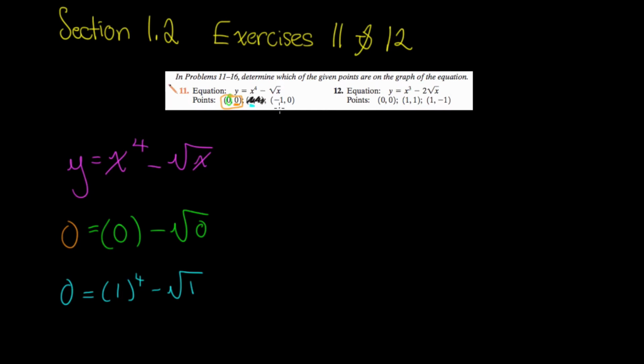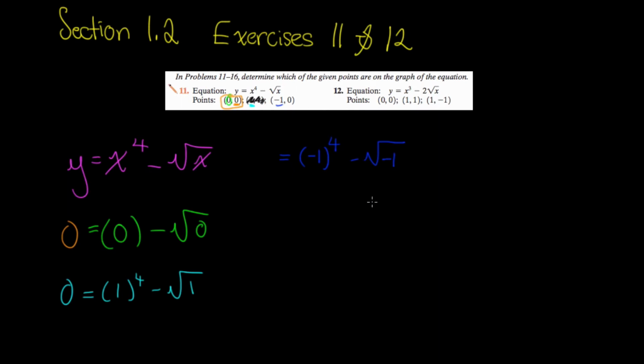How about (-1, 0)? Well, let's see. We've got negative 1 to the 4 minus the square root of negative 1. Let's just look at negative 1 to the 4. We have an even exponent, which means this is going to be a positive number. Negative 1 to an even power is positive 1. So that's positive 1 minus the square root of negative 1.